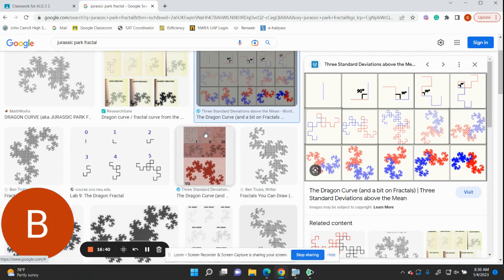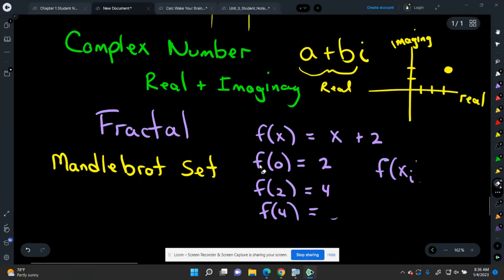So fractals are a type of math that is associated with complex numbers. It's associated with what we call recursive procedures. Okay, so for now, let's just get back to our less exciting complex numbers.